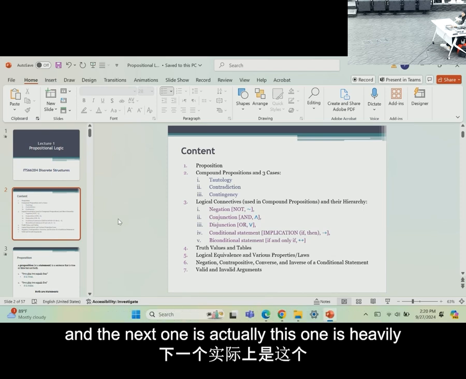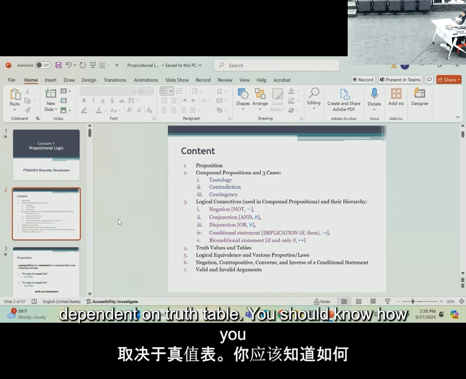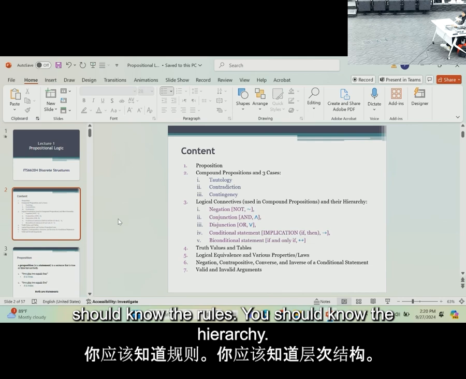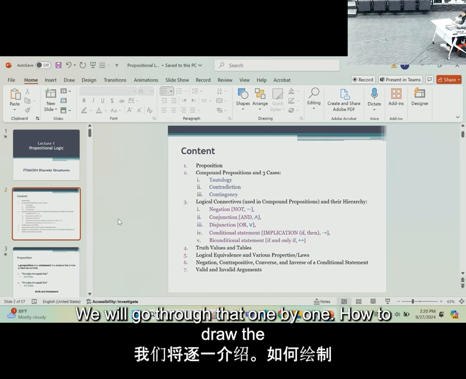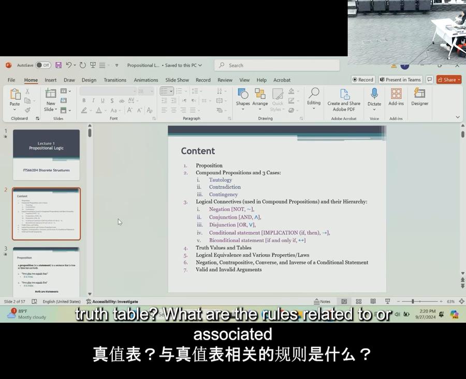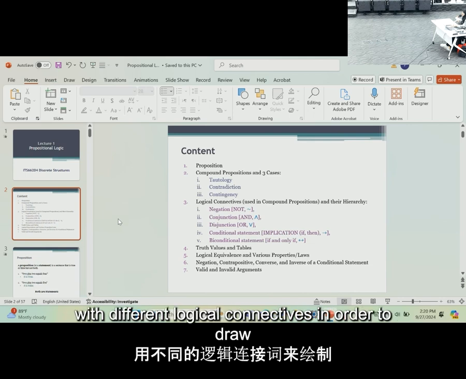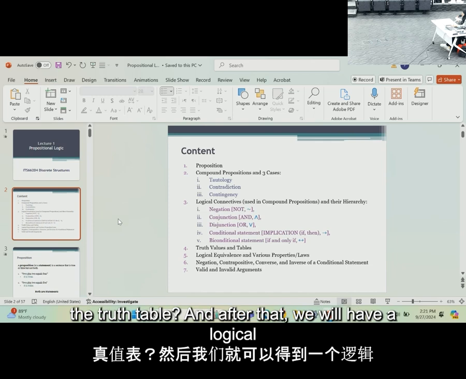This lecture and the next one are heavily dependent on truth tables. You should know the rules, you should know the hierarchy. We will go through that one by one. How to draw the truth table, what are the rules associated with different logical connectives in order to draw the truth table.